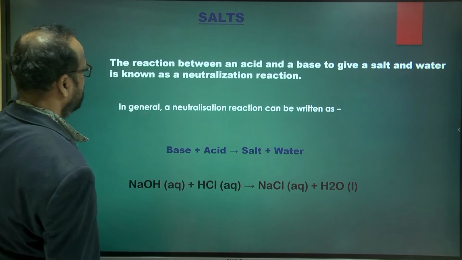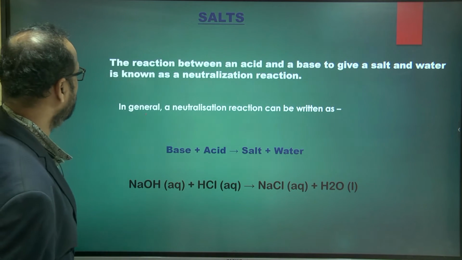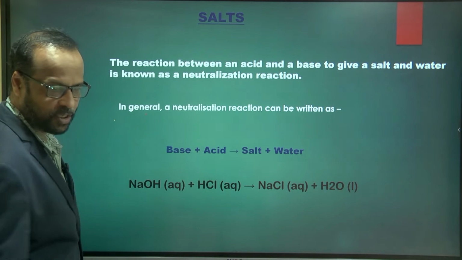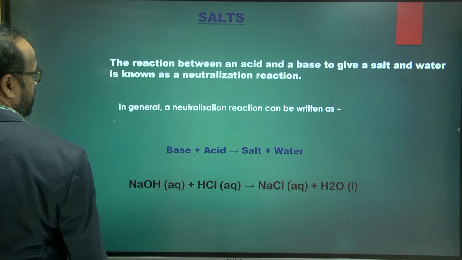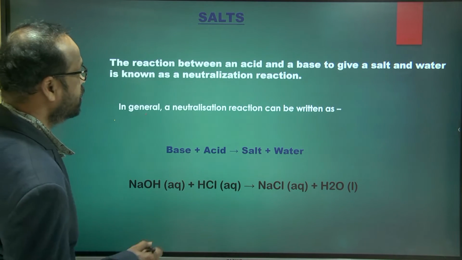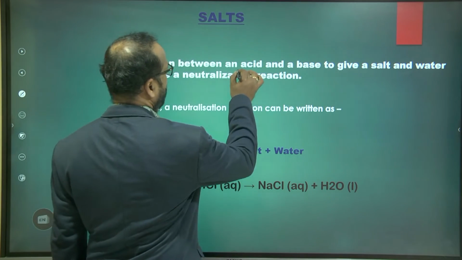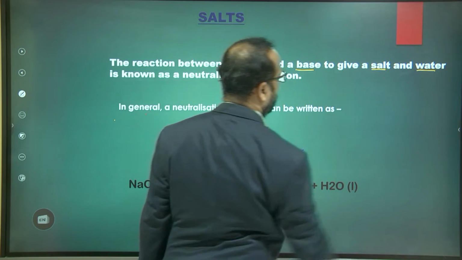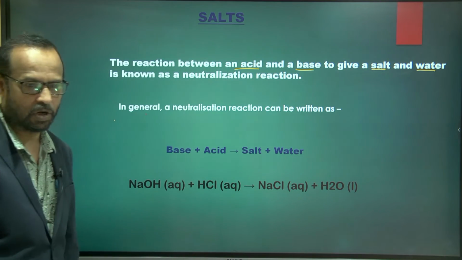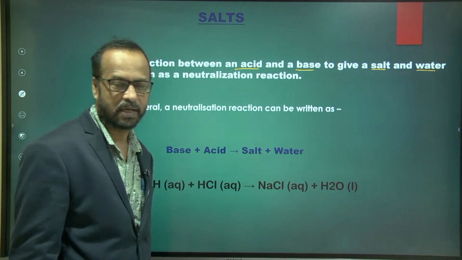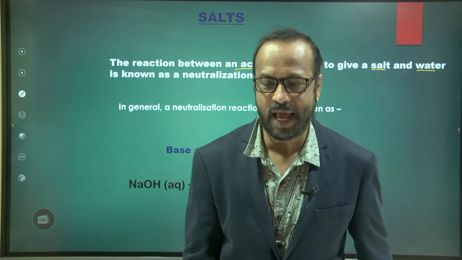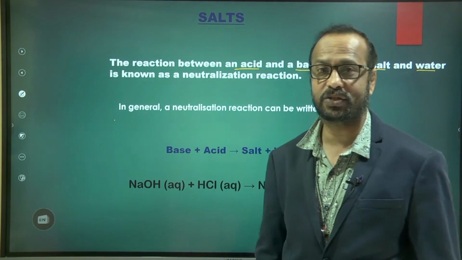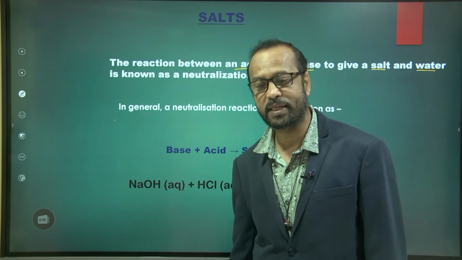So here you see, how are salts formed? The reaction between an acid and a base gives the salt and water. So when an acid reacts with the base, it forms salt and water. So we can get the salt when acid reacts with base. And this reaction is known as a neutralization reaction.